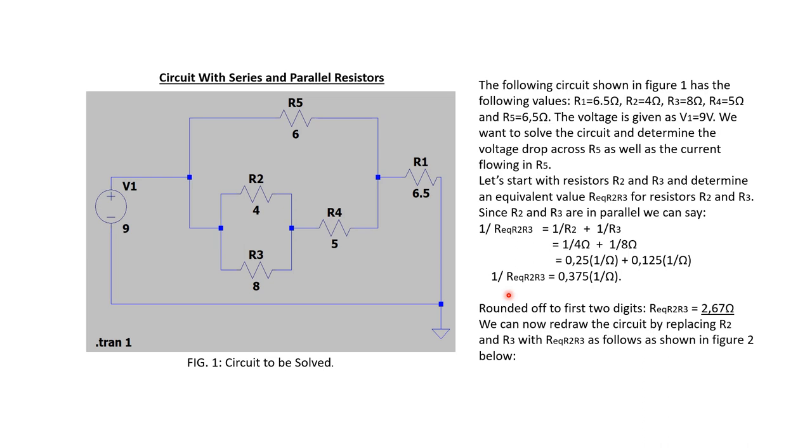1 over equivalent resistor R2 3 equal to 0.375, and the dimension is still 1 over ohms. Now round this off to the first two digits. This gives us an equivalent resistance for resistors R2 and R3 of 2.67 ohm. We can now redraw the circuit by replacing R2 and R3 with R equivalent R2 3, as shown in figure 2 below.